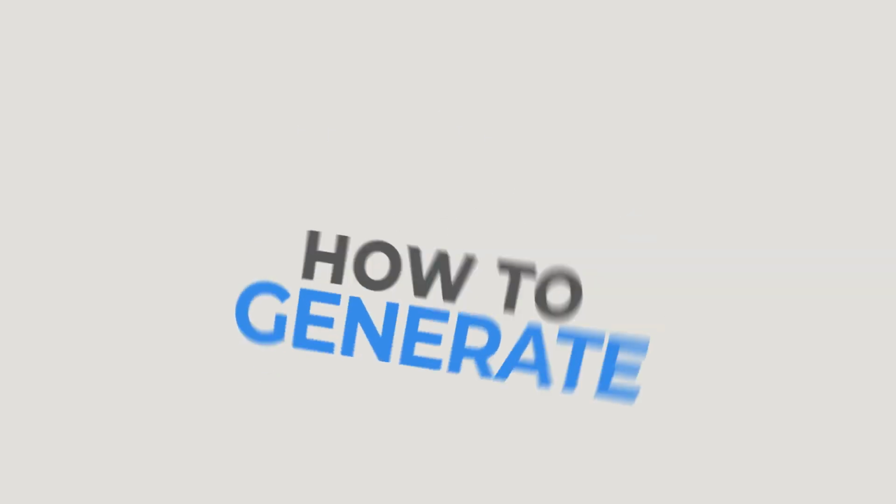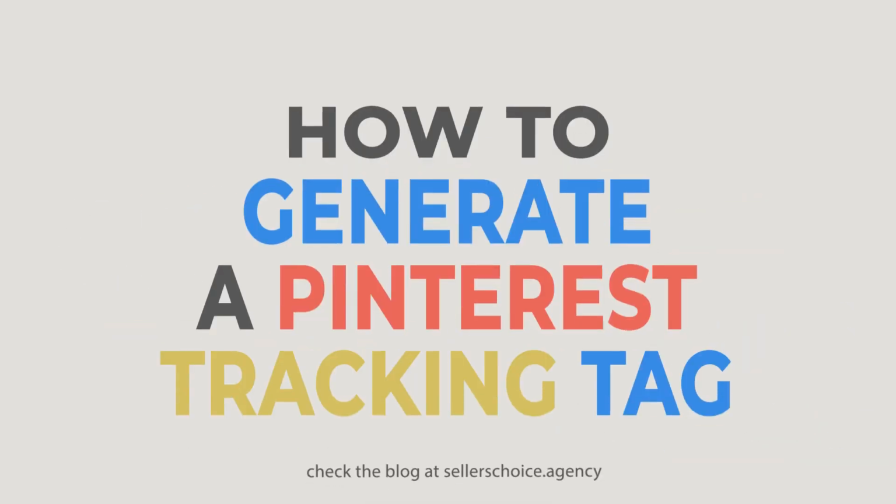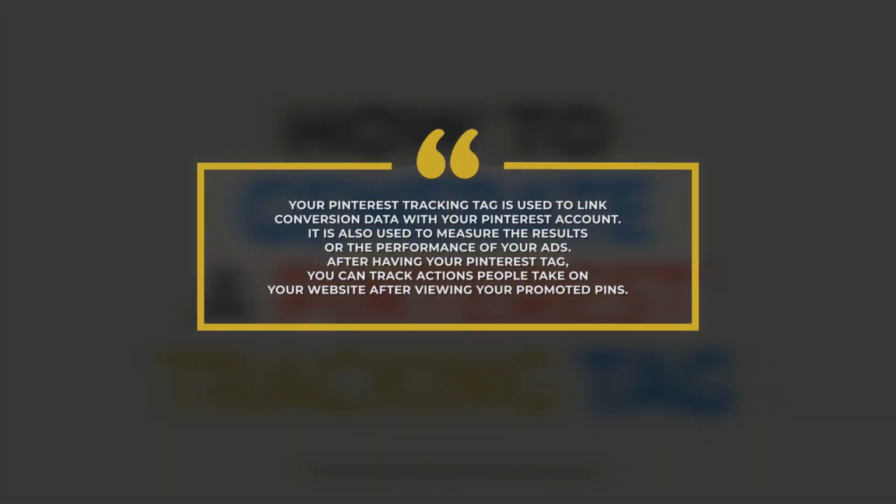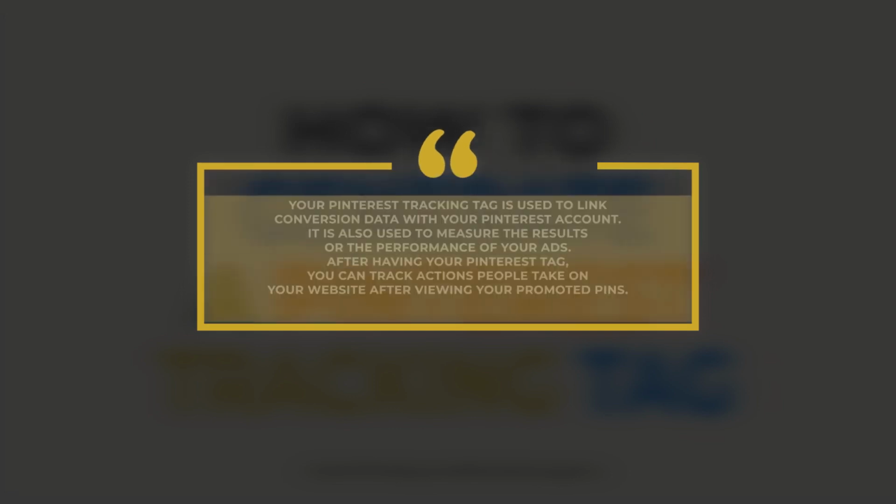In this tutorial, we will learn how to generate a Pinterest tracking tag. Your Pinterest tracking tag is used to link conversion data with your Pinterest account. It is also used to measure the results or the performance of your ads. After having your Pinterest tag, you can track actions people take on your website after viewing your promoted pins.